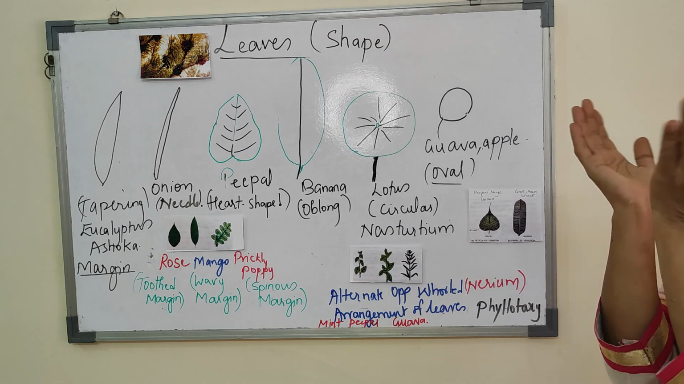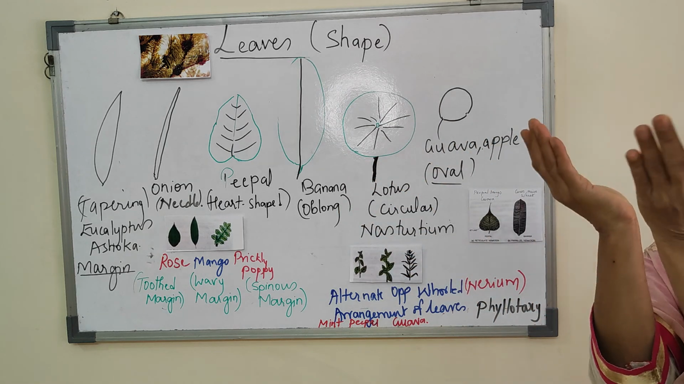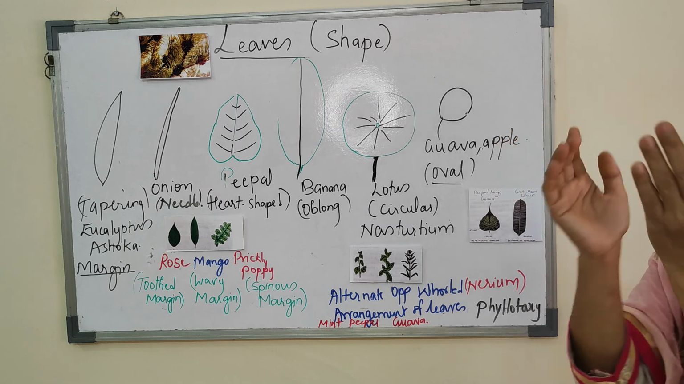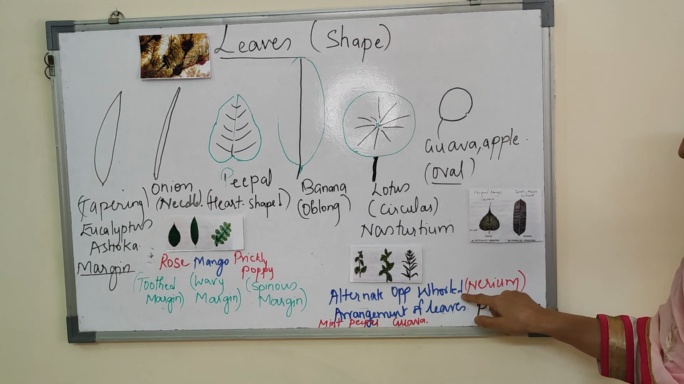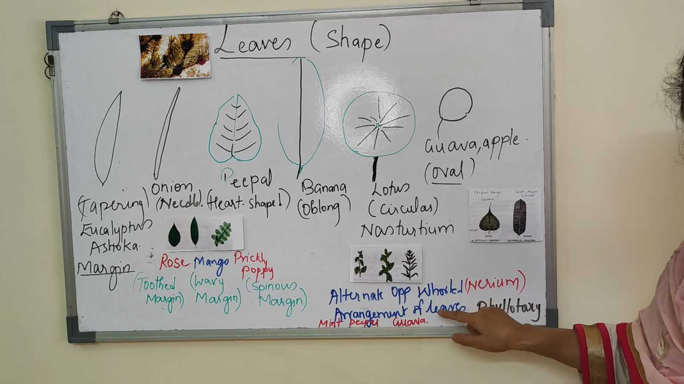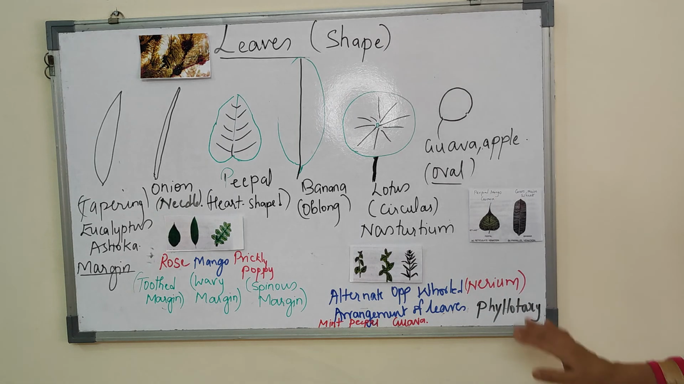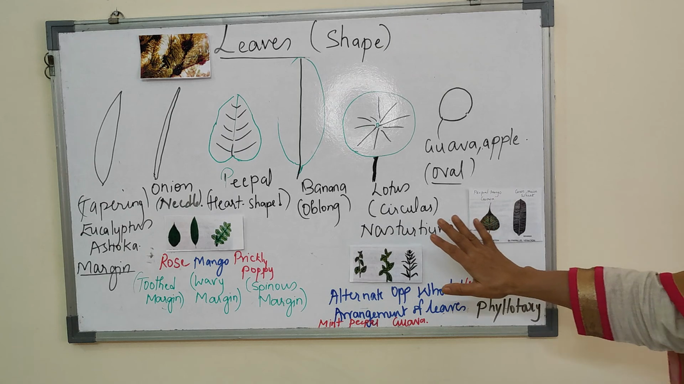So I hope you can understand this difference. Only one, two and many. They form a circle. Whorl it is. When it forms a circle like this, it is known as a whorl. In the flower also you will study this whorl. Whorl of leaves. Example, nerium. So this classification is based upon the arrangement of the leaves.